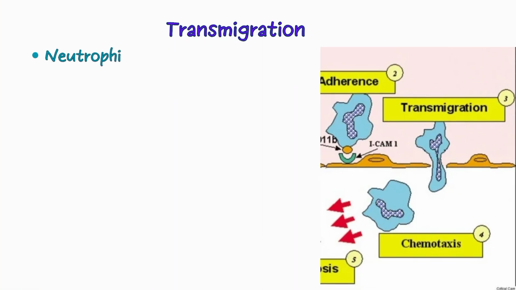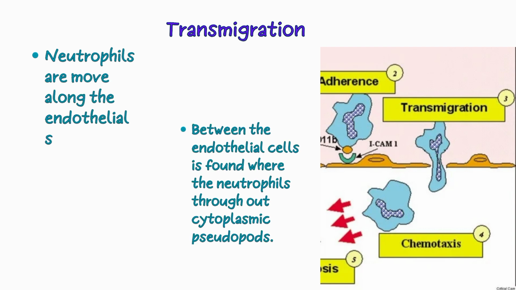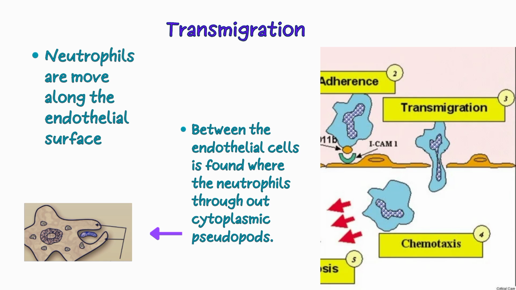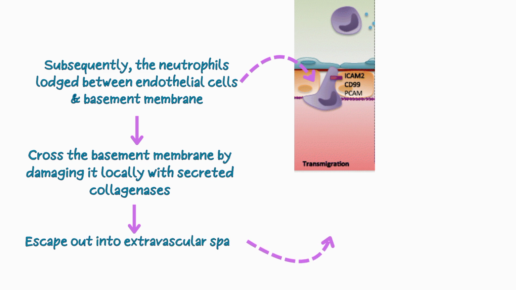Third is transmigration. In this, neutrophils move along the endothelial surface. Between the endothelial cells, the neutrophils throw out cytoplasmic pseudopods. Subsequently, the neutrophils lodged between endothelial cells and the basement membrane cross the basement membrane by damaging it locally with secreted collagenases and escape out into the extravascular space. This is known as transmigration.